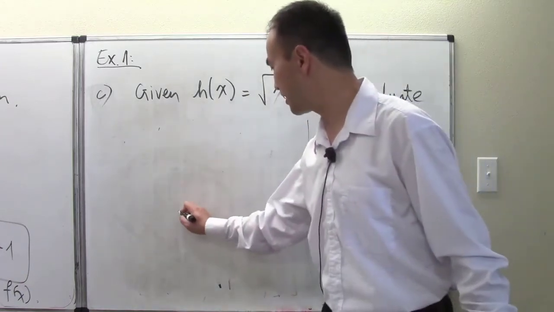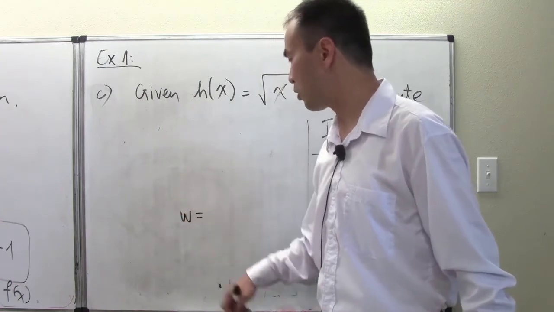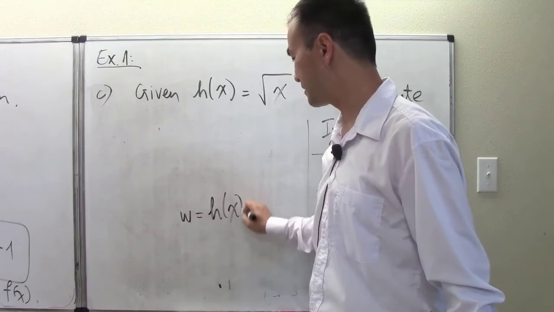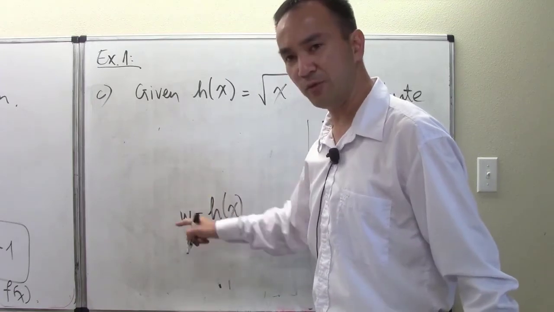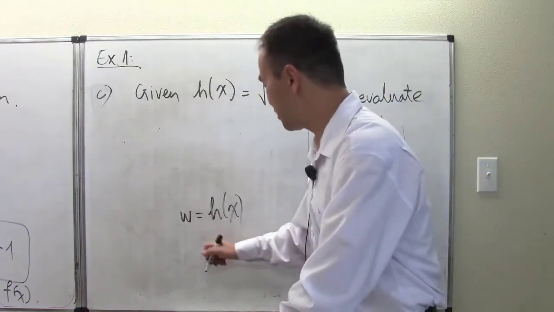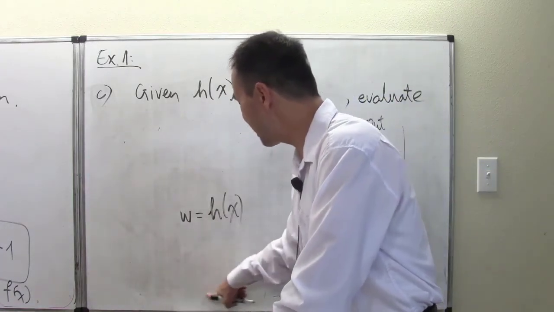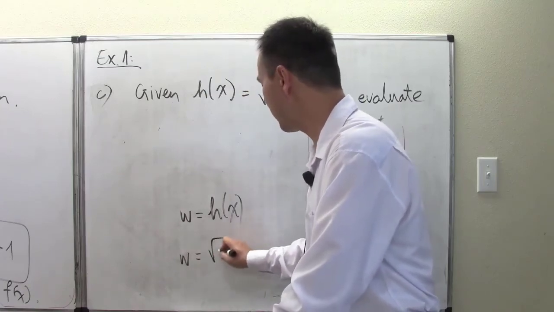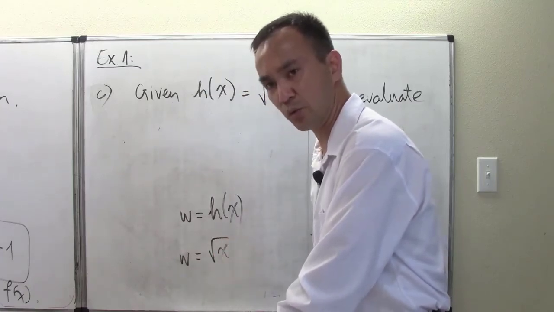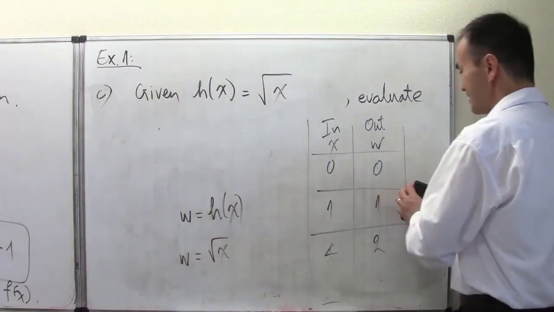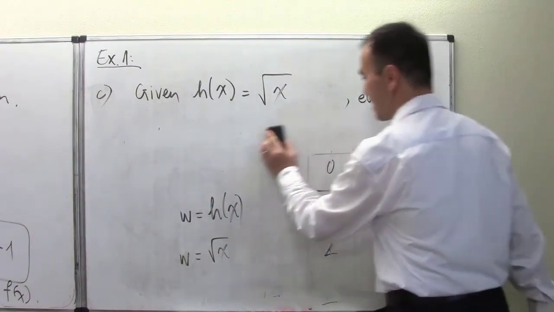So here the equation notation of this function, you can say w equals h of x. x is the input, w is the output. And so now, in the way I'm seeing this, w equals square root of x. In that way, let's head out for the next problem.